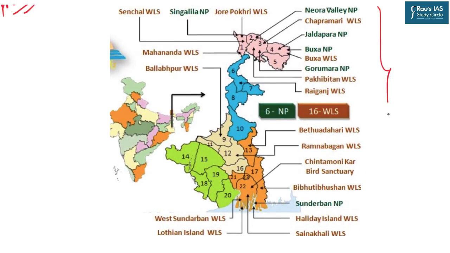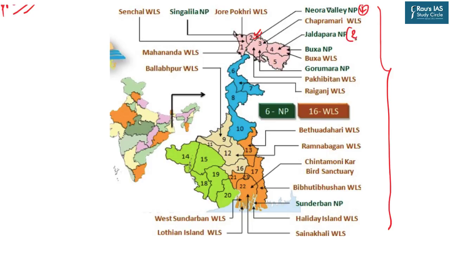Now there are many wildlife sanctuaries in the state of West Bengal, but few are very important which are there in news. So let us begin. First of all, the national parks are important. So first we'll see the important national parks of the state of West Bengal. The first is the Neora Valley National Park. It is in the northern region.